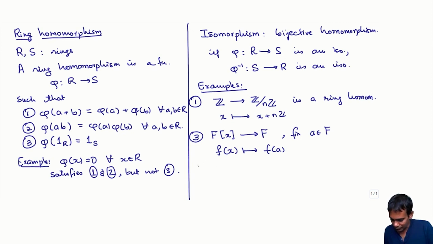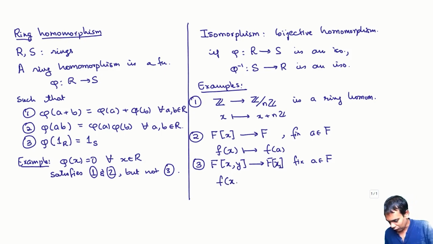And similar to this, oops, why have I called this 3? This is example 2. And example 3, you can go from 2 variables to 1 variable. So you can define a homomorphism from F[x,y] to F[x] by just putting f(x,y) goes to f(x,a). Now this a is fixed and x is still a variable, so this is a polynomial in one variable. This is also a ring homomorphism.